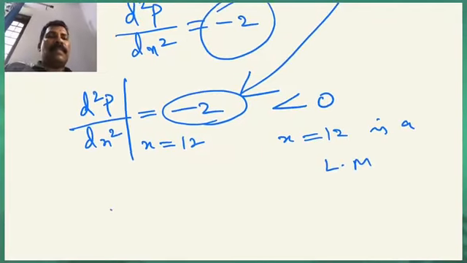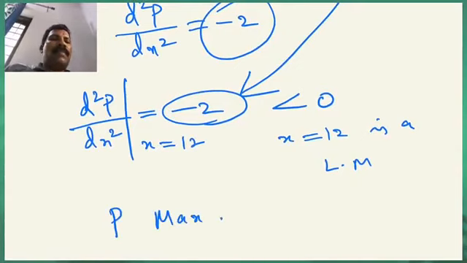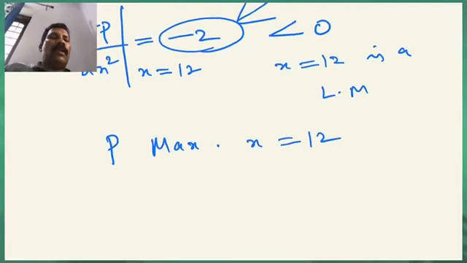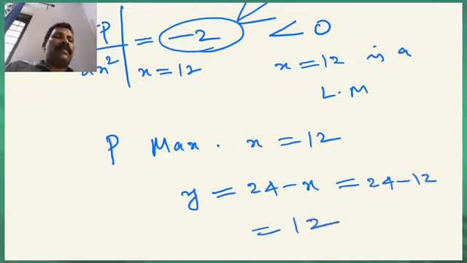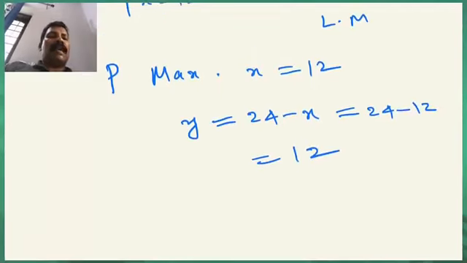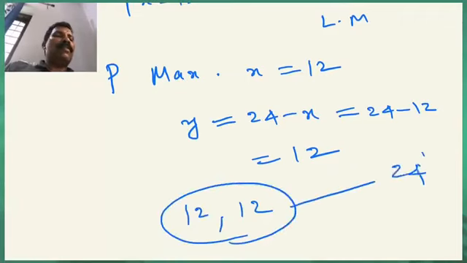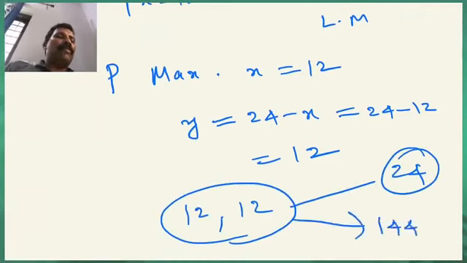What is the meaning? That is, the product will be maximum when x equal to 12. And when x is equal to 12, you can find the other number, that is 24 minus x, that is equal to 24 minus 12, that is equal to 12. Hence the required numbers are 12 and 12, so that their sum is 24 and the product is 144, which is the largest possible product.